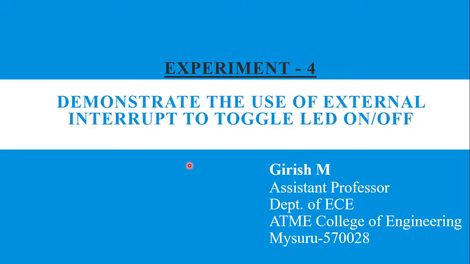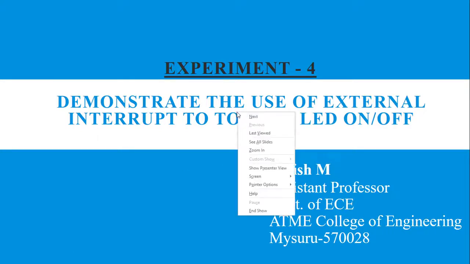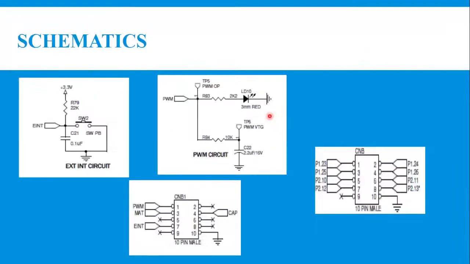In this video, I'm going to explain experiment number 4: demonstrate the use of external interrupt to toggle LED on and off. The external interrupt concept is used in order to show the status through an LED. The LED chosen is LED 10.